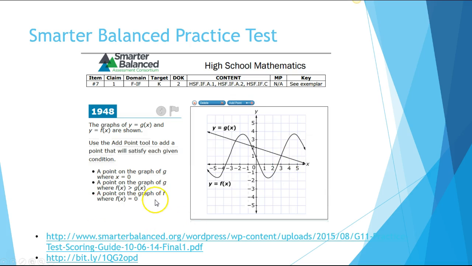And then a point on the graph of f where f of x equals 0. So here's f of x. When is y equal to 0? So we've got quite a few correct answers here. Smarter Balanced will mark it correct as long as there's one. If you'd like to see the more formal answer keys, feel free to follow these links. I do have the link with the answer key for you.